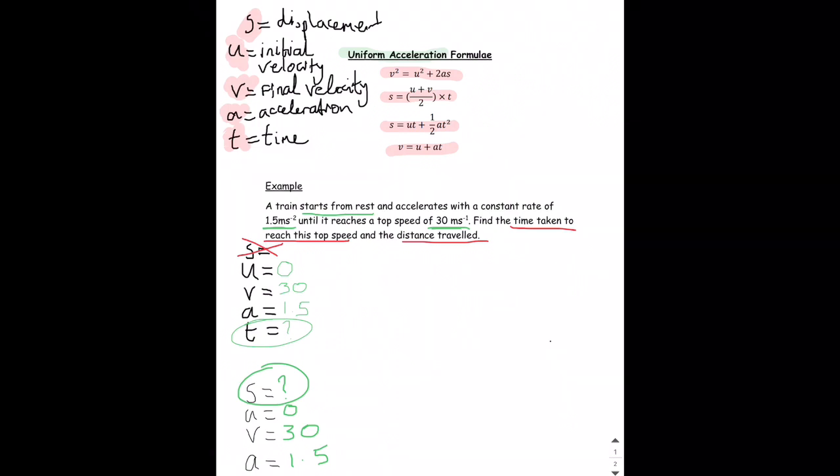So let's look at a couple of examples of how we use these formulae. So the first example says a train starts from rest. Now, again, that's quite important, because what that means is that our velocity at the start is 0, because it starts from rest, and accelerates with a constant rate of 1.5 meters per second squared. So the acceleration there is 1.5 and it's constant, until it reaches the top speed of 30 meters per second. So it goes from 0 to 30 meters per second, so its final velocity after that time of acceleration is 30. Find the time taken to reach this top speed and the distance travelled.